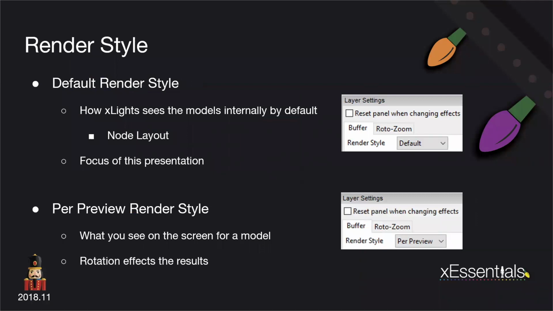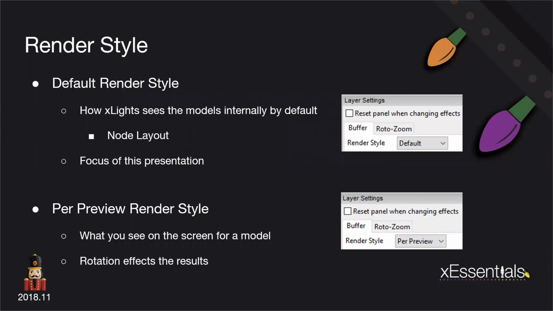So the big thing here with all of this is the different render styles. There are several different render styles that you can use to see how your models and effects will preview on your screen. The default render style is what xLights sees internally. That's basically your node layout, what I'm going to be talking about in this presentation. That is not what you see on the screen as far as your node layout.